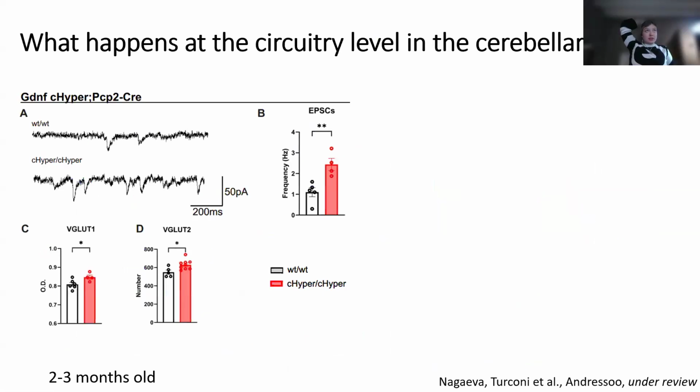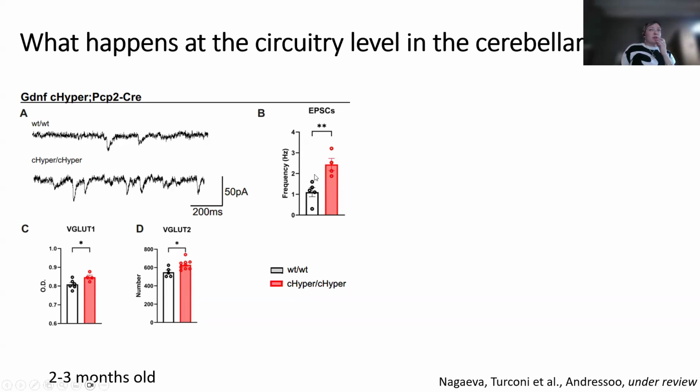So then we wanted to assess what happens at the circuitry level in the cerebellar cortex, and we again recorded the same EPSCs and IPSCs in the Purkinje cells. Just to clarify, we upregulate GDNF in the Purkinje cell, and we are recording from the Purkinje cell because we expect circuit changes: there are no receptors for GDNF in the Purkinje cell, but in surrounding neurons there are receptors.